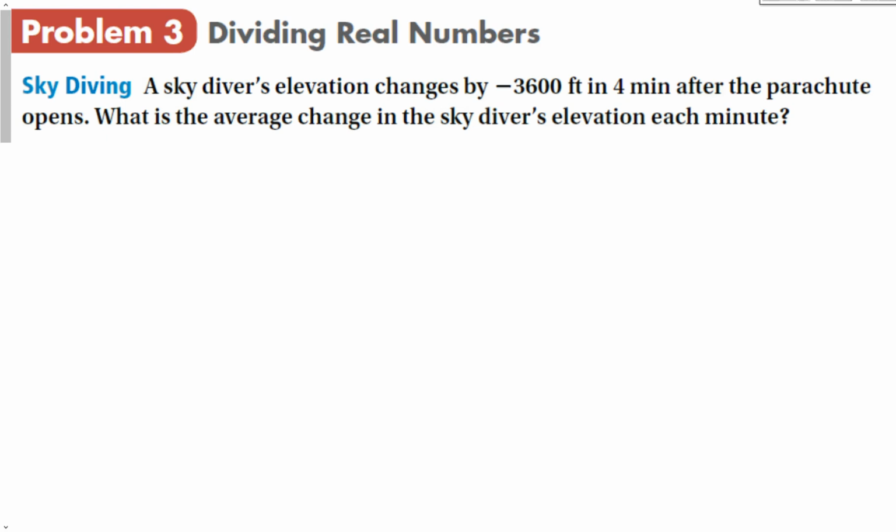Okay. Let's look at a word problem. A skydiver's elevation changes by negative 3,600 feet in 4 minutes after the parachute opens. What is the average change in the skydiver's elevation each minute? Well, if we want to solve this, we're basically going to take negative 3,600 divided by 4, which of course, I don't like that notation, so we're going to use fraction notation right there. We have a negative divided by a positive, so my answer is going to be negative. Okay? So what does that mean, negative 900 feet? It means that the skydiver's average change in elevation is down 900 feet.